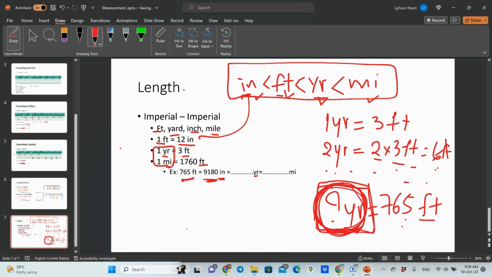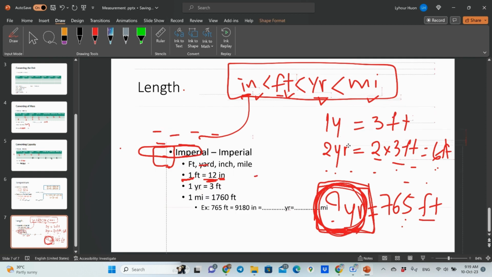We divide. But now we divide by what number? 1 yard is 3 feet, so 765 feet equal to how many yards? How can we convert? We know the operation is to divide. But divide by what number? 3. Yes, divide by 3.